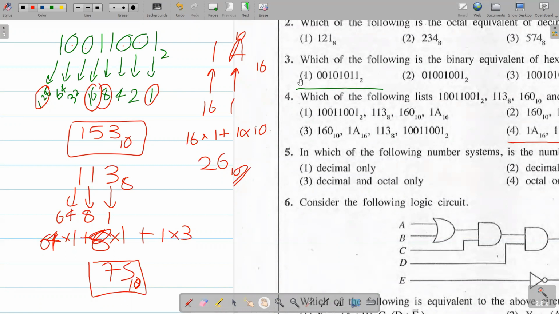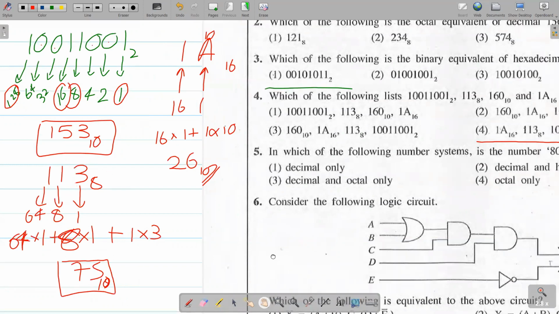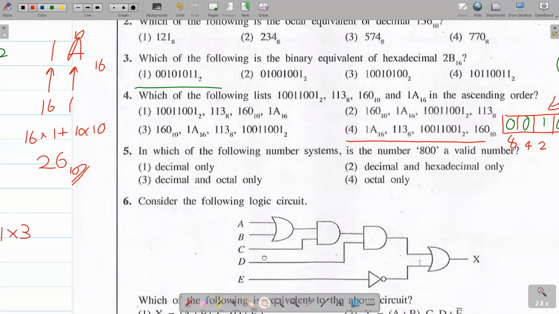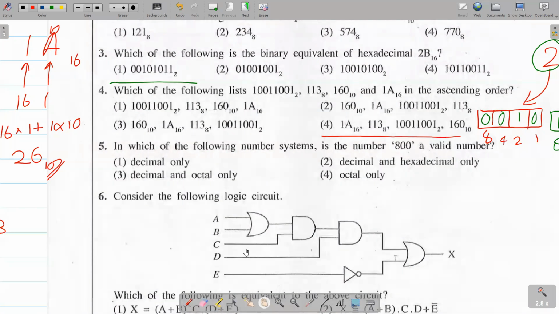And fifth, in the fifth one, they are asking in which of the following number system is the number 800 a valid number? So if it is going to be a valid number of a number system, all the different characteristics of the particular number should be inside that number system. So here you got only two characters, which is 8 and a 0. Right? So 8 and 0.